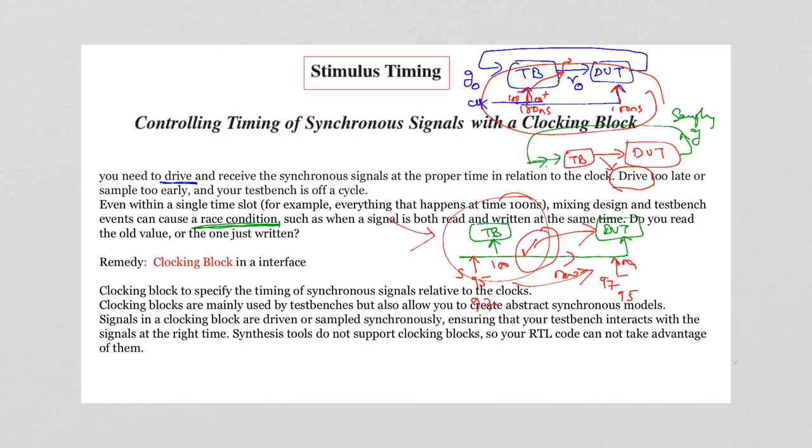Next, whenever you are using clocking block, you can ensure that your test bench is going to interact with synchronous signals at the proper time. And synthesis tools don't support clocking blocks, so in the RTL code, that means while writing the design code, you cannot use clocking blocks. Clocking blocks are only supported by the test bench. They are not supported by the synthesis tools. So we don't use clocking blocks while writing the design.